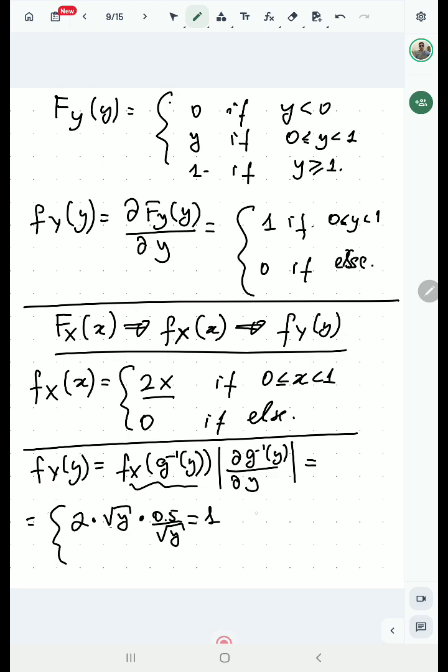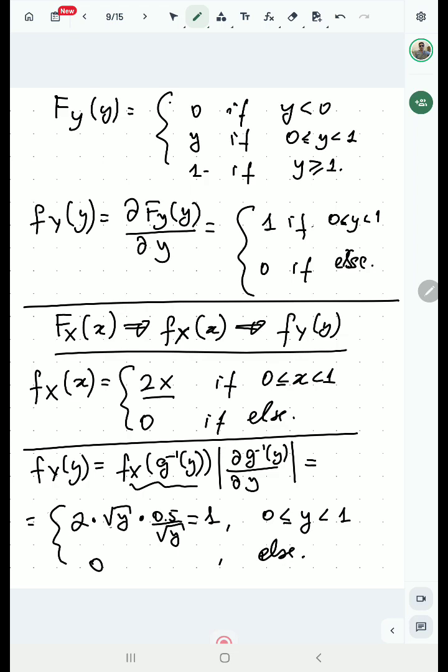This happens if y is in between 0 and 1, and 0 otherwise. Okay, you see, here we used several techniques to get the PDF of y. So that is all for transformations.